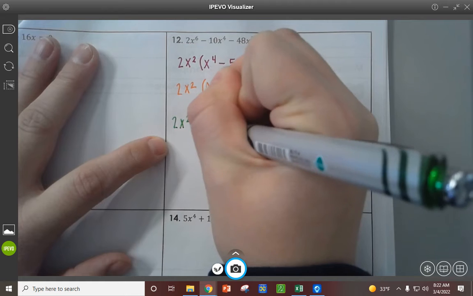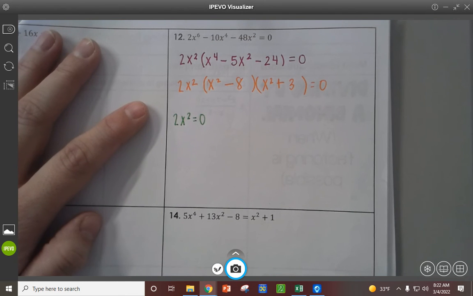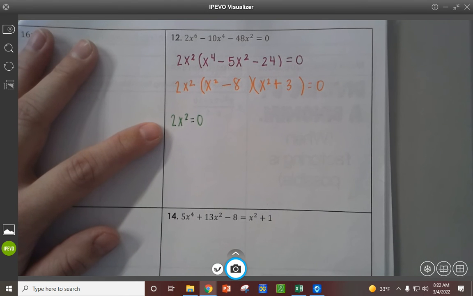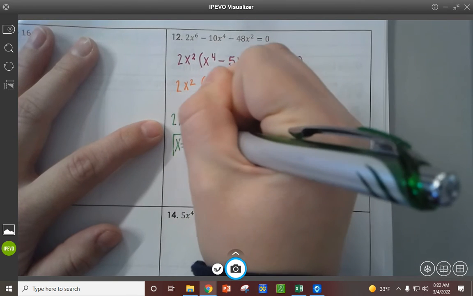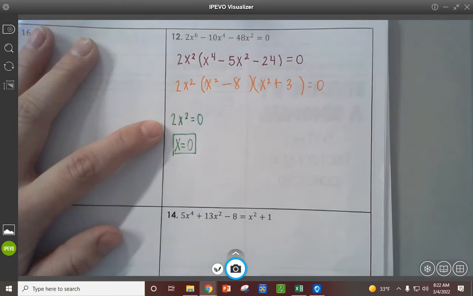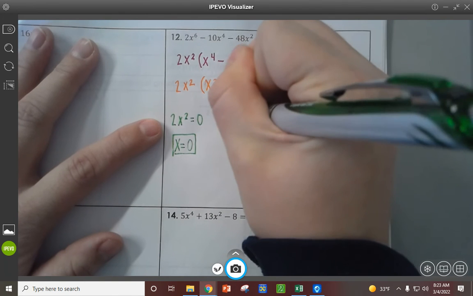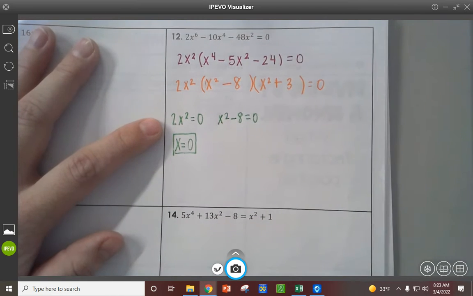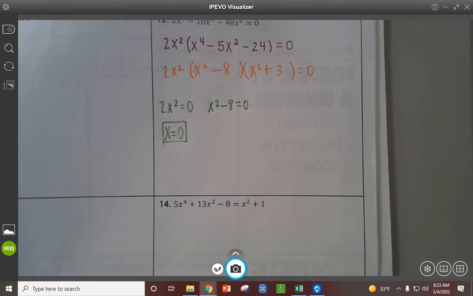2x squared equals 0. If I divide by 2, what do I get? 0. If I take the square root, what do I get? 0. So x equals 0. X squared minus 8 equals 0.